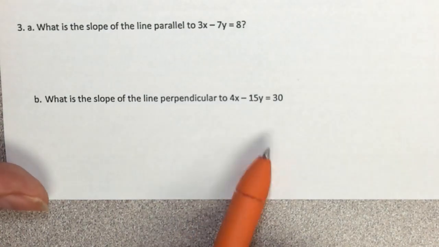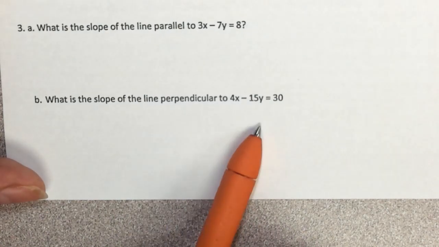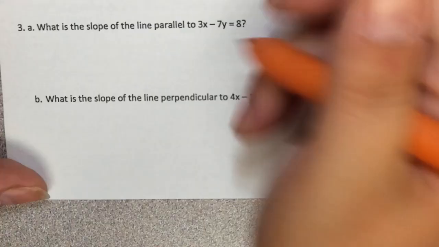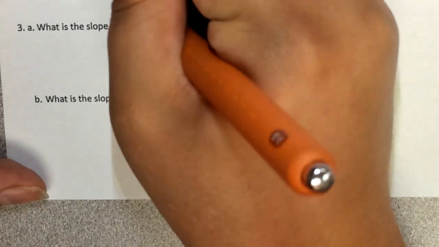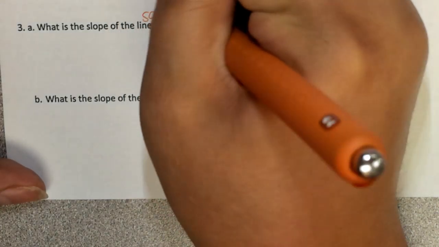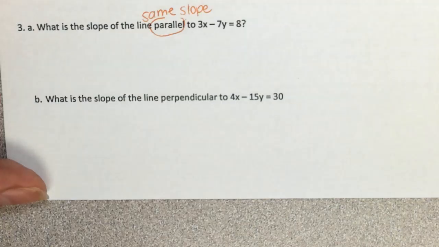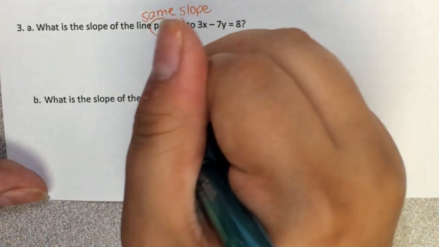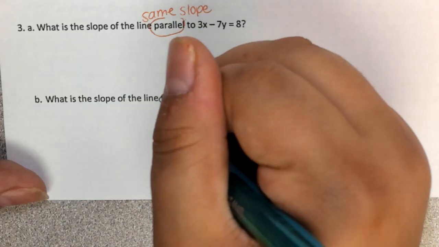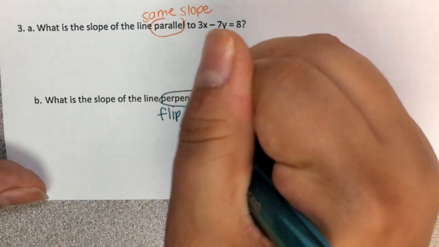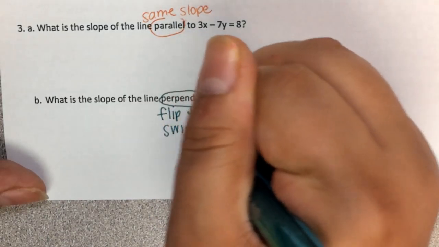So I'm going to go over B just because I think perpendicular is harder than parallel. What does parallel mean? Same slope. So anytime you see parallel, I want you to write same slope. Go sit down, please. And then whenever we see perpendicular, what are we going to write? Flip and switch, or opposite reciprocal, either one, or switch and flip, either.